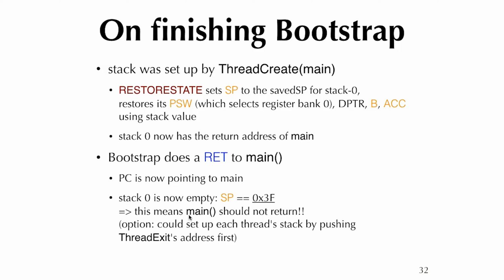But if you wanted support like POSIX threads, what do you have to do? Well, you would have to then have a way for main to return. What does it have to return to? Well, it returns to a thread exit, for example. All right? So that's an implicit call to thread exit. Otherwise, you have to explicitly call thread exit.